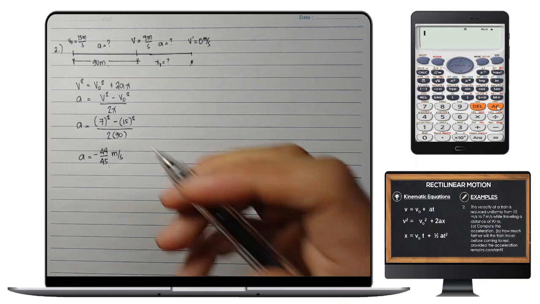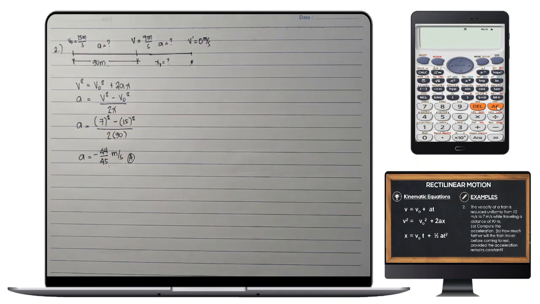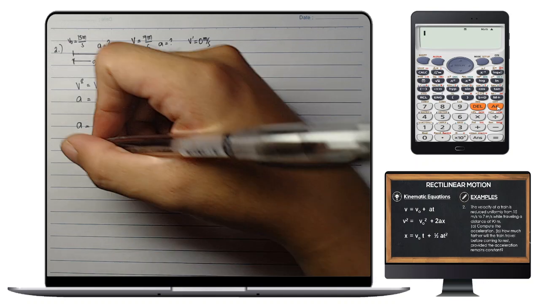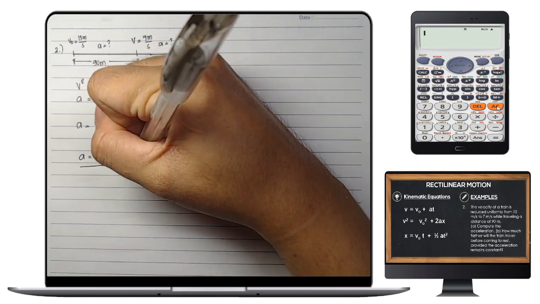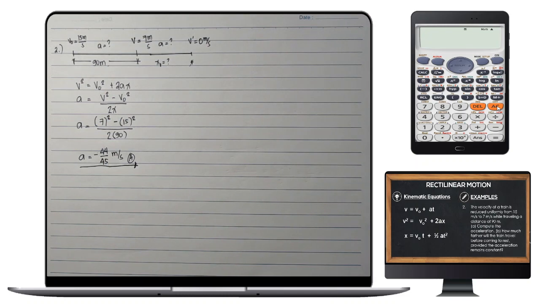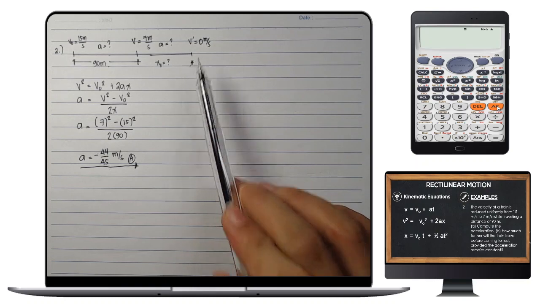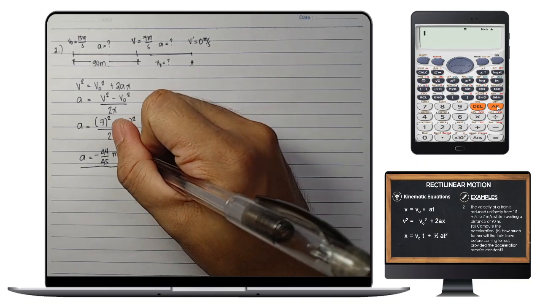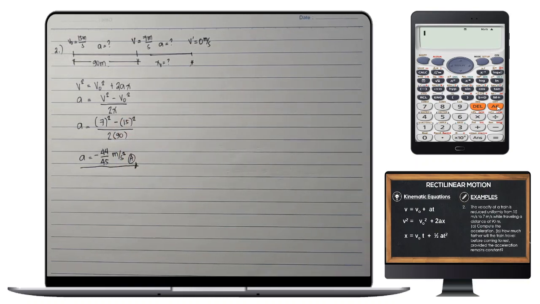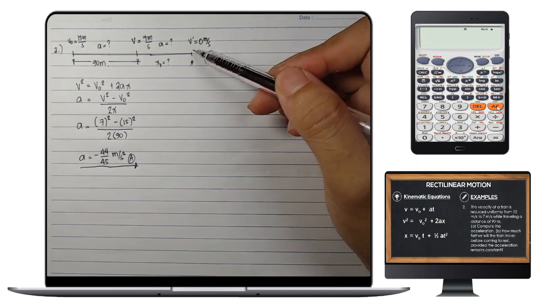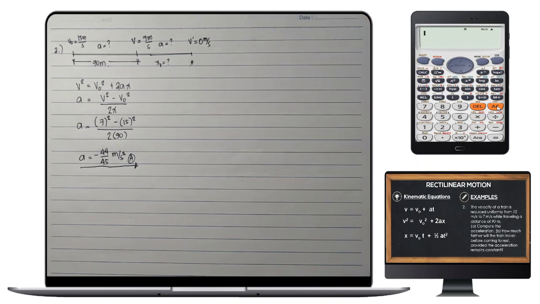So store lang natin to sa A. Okay? So store natin to kay storage location A. Then, ito yung pinapahanap. For B, we are tasked to find how much further will the train travel before coming to rest. Before coming to rest, the train again will continue to decelerate at a rate of negative 44 over 45 meter per second square. It will continue to slow down.